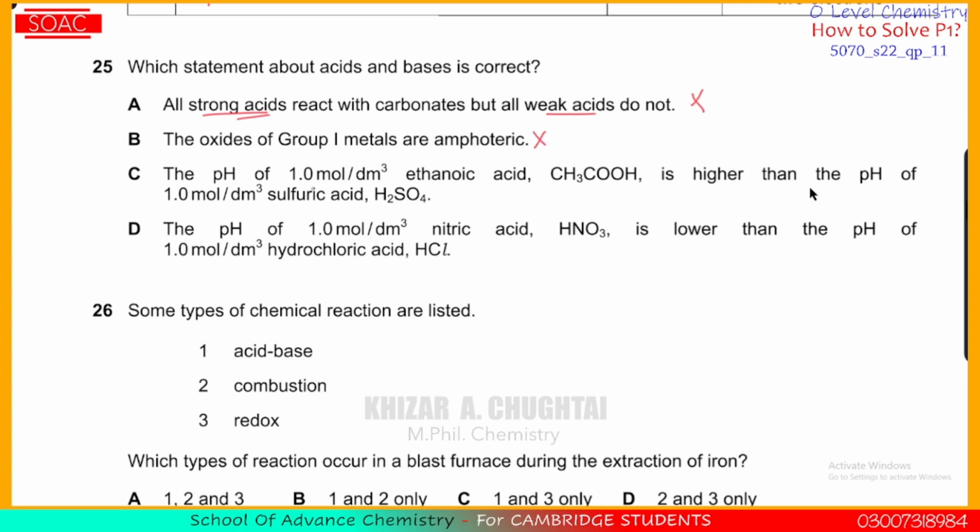C: The pH of 1 mole per dm cube ethanoic acid is higher than the pH of 1 mole per dm cube of sulfuric acid. Basically, the weaker acid has a higher pH. Yes, it is true. So C is the correct option. Let me check D. 1 mole per dm cube nitric acid has a lower pH than 1 mole per dm cube of HCl. No, they both have almost the same pH, so it's incorrect.